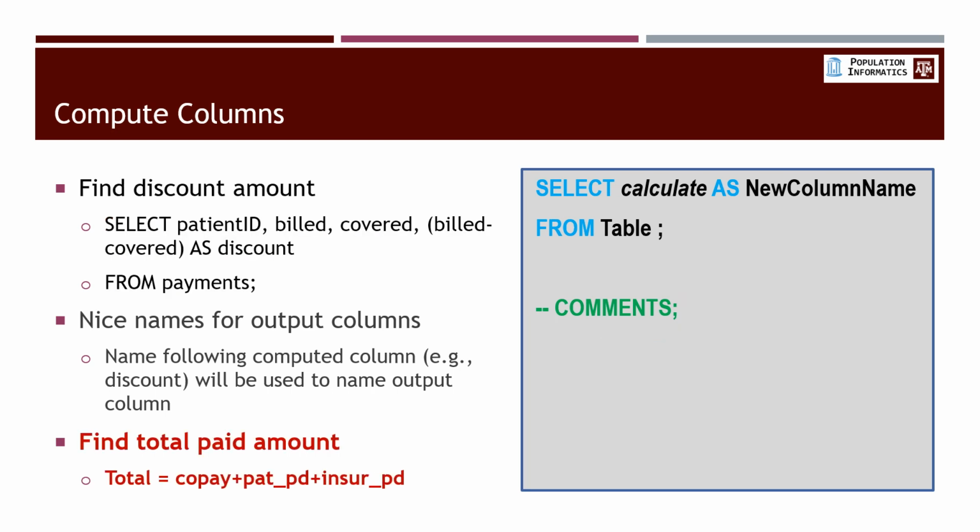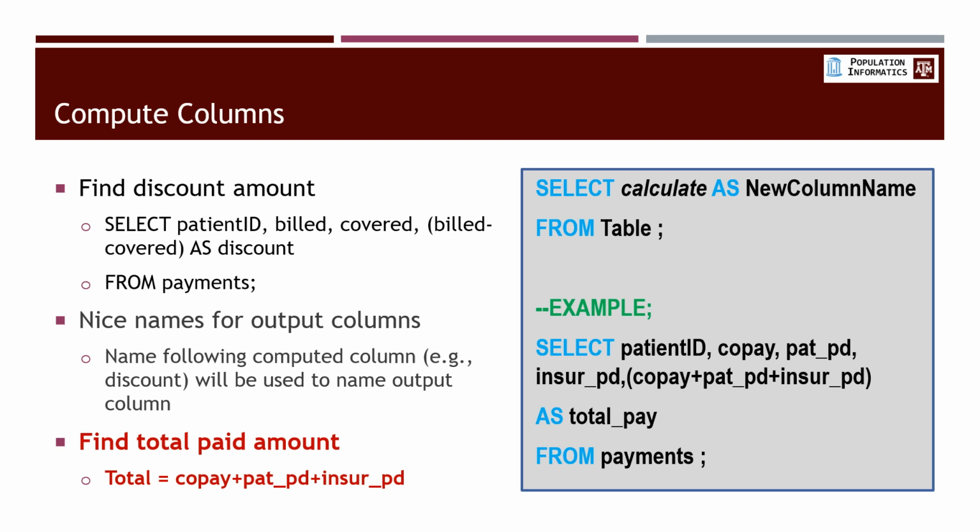Again, now it is your turn. Try to add a new column in the payments table for the total paid amount, defined as the sum of copay, patient paid, and insurance paid. Pause the video and take your time trying this. When you are done, start again. Did you get it right? What did you name your new variable?